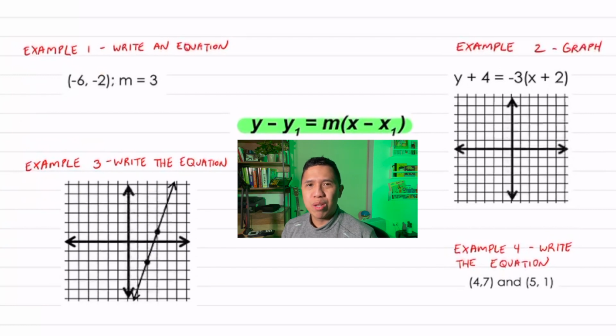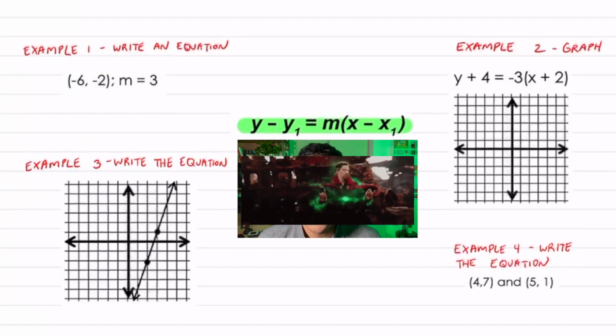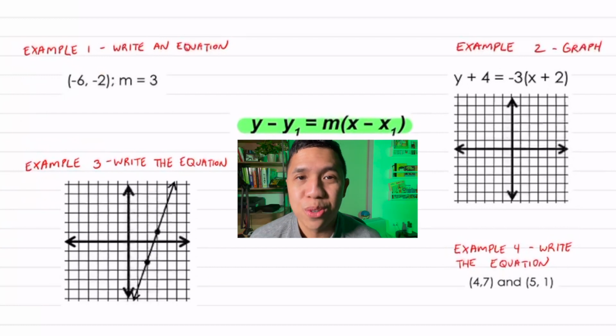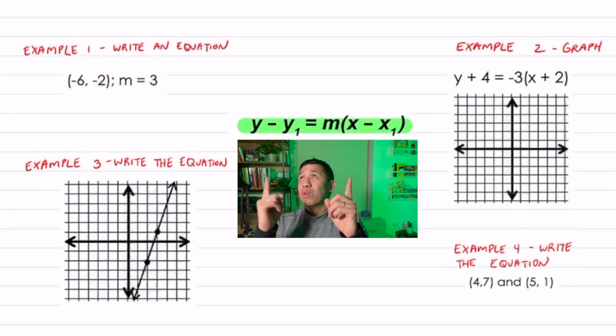This one's on point slope form. I tried to think of every single possibility that this problem might show up as, and I can only think of 4. So here are 4 different examples: 1, 2, 3, 4. I don't know which way it is.